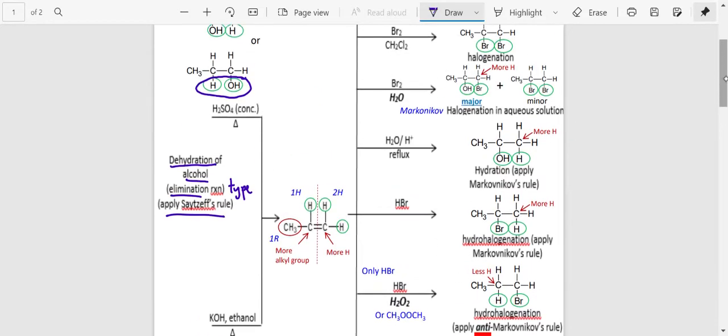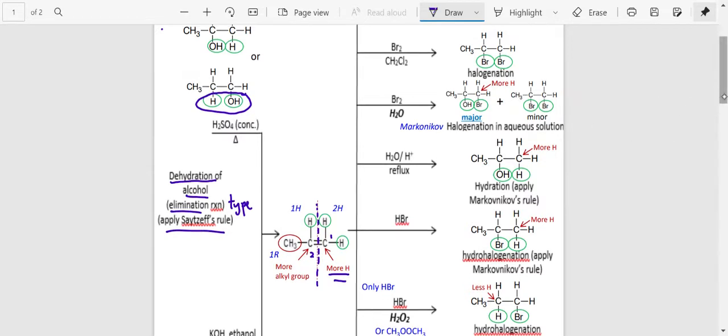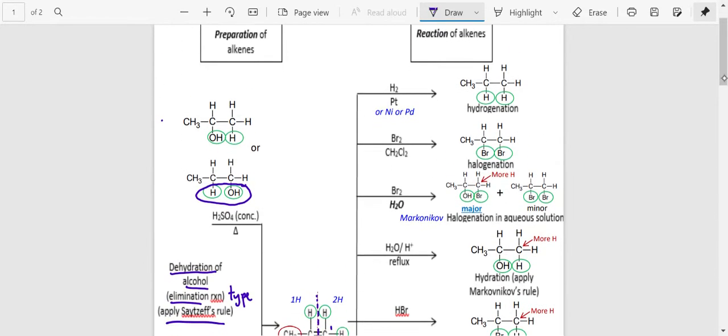Now let's look at our product. You can see here, I purposely break the double bond into two, or I divide them into two, and then I label the carbon number 1 has more hydrogen, and the carbon on the left, carbon number 2, has more alkyl group. Why? Because it's according to the Saytzeff rules. I also need to label this because later I apply Markovnikov's rules. So let's go one by one for reaction of alkenes.